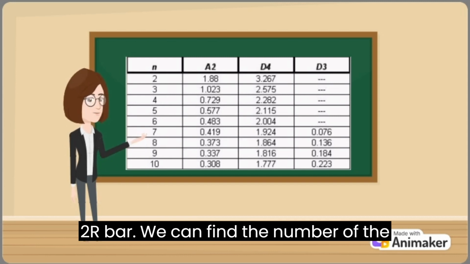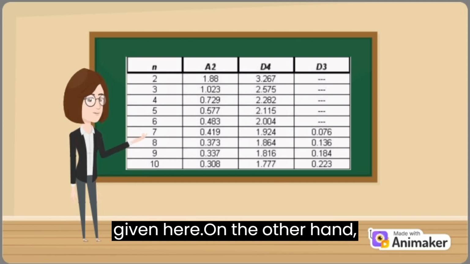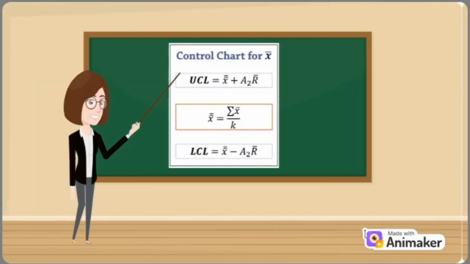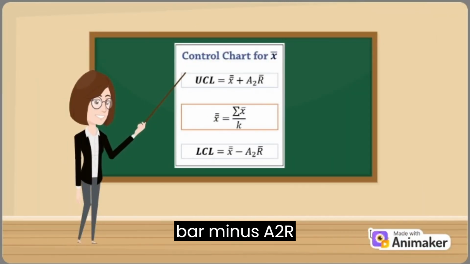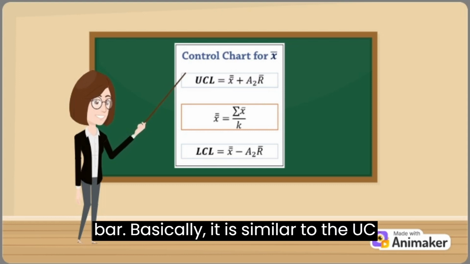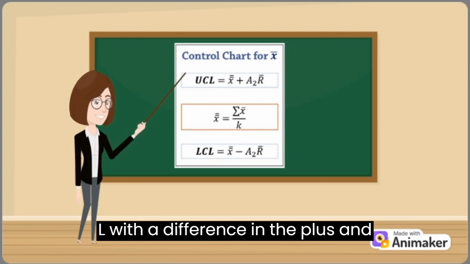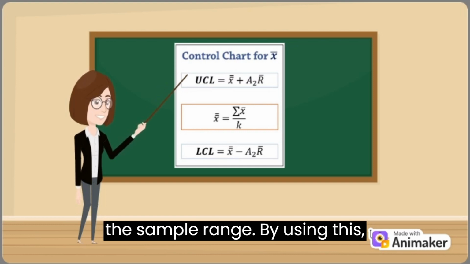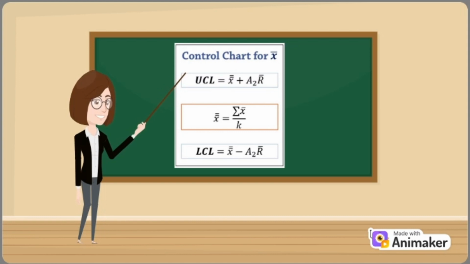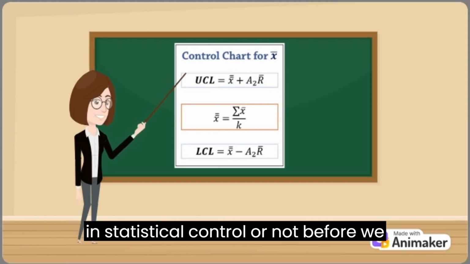We can find the number of the A2 on the control limit factors table given here. On the other hand, the formula of the LCL is X double bar minus A2 R bar. Basically, it is similar to the UCL with a difference in the plus and minus. R bar is the average of the sample range. By using this, we will find whether the process mean is in statistical control or not.